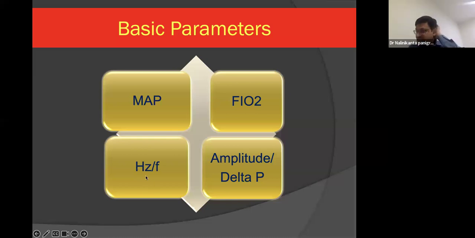And the frequency, the rate: by adjusting the TI and TE, many times we adjust the rate in conventional ventilation. Here, how does the frequency work in HFO? If you choose frequency 3, remember 3 multiplied by 60 is the rate, that's 180. If you choose frequency 5, 5 multiplied by 60, 300 is the rate. In the HFO ventilator, you directly set the frequency.